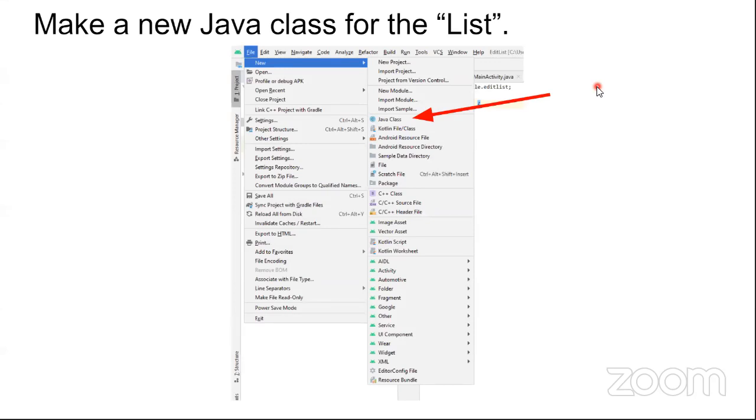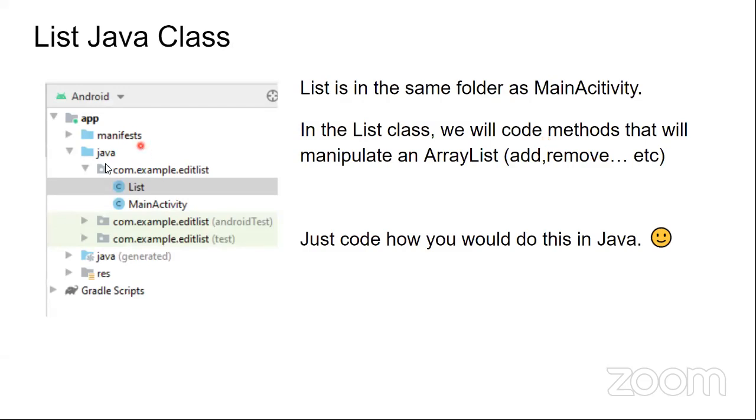Make a new Java class called list. You go to File, New, click Java class, and name it list. After you do that, make sure that it is in the same folder as MainActivity. In the list class, we will code methods that will manipulate an ArrayList, like an add method, a remove method, etc. Just code how you would do this in Java.